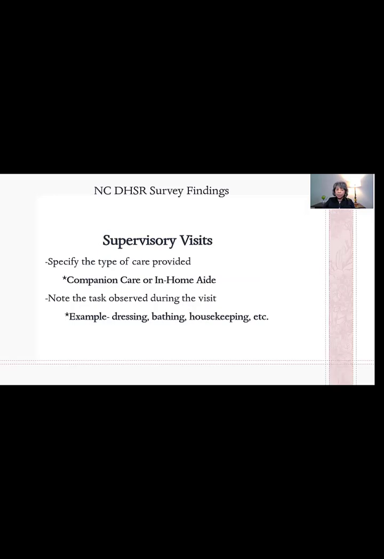Also, at least once a year, you're supposed to observe the aide in the home working. So they'd like to know, if you're doing that, what task was that aide doing when you observed them? Were they dressing the client? Were they bathing them? Were they doing housekeeping? What was the task that you observed when you were there in the home?